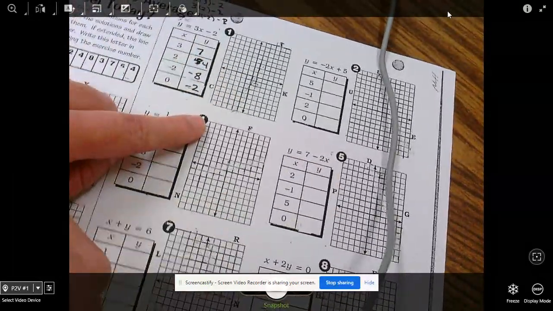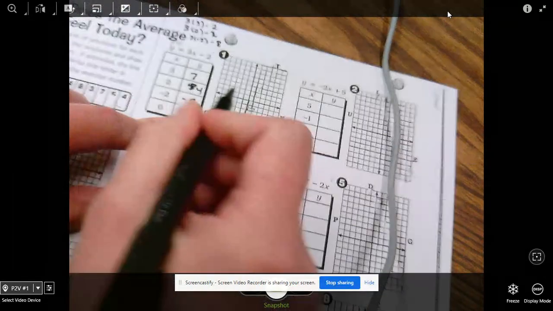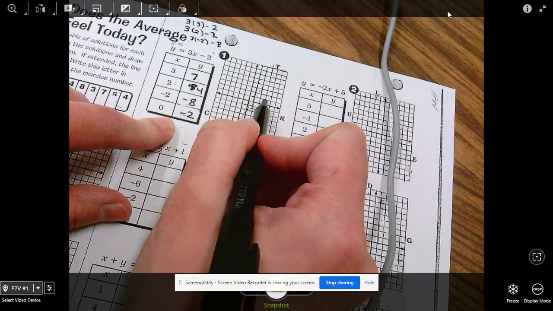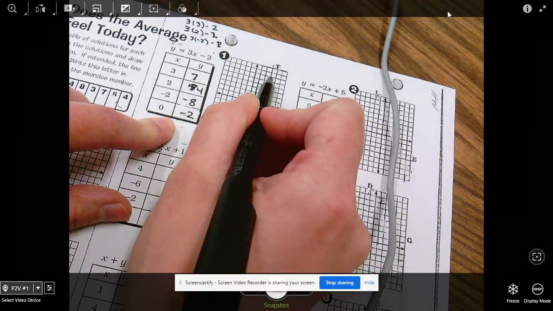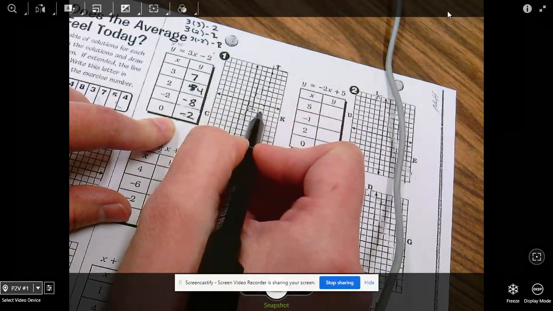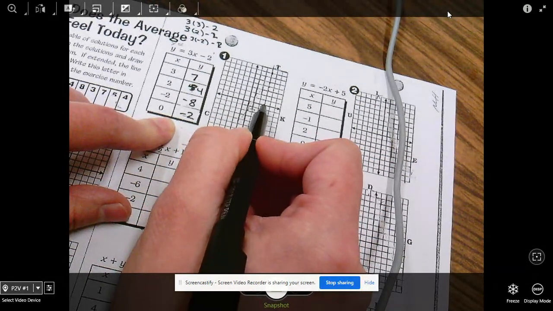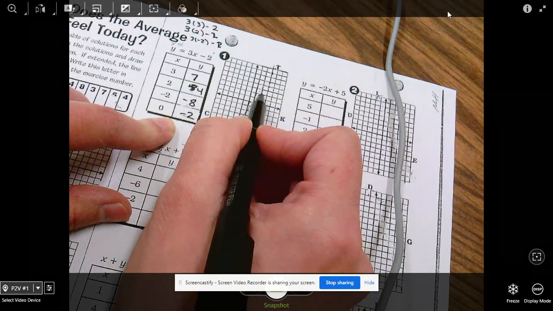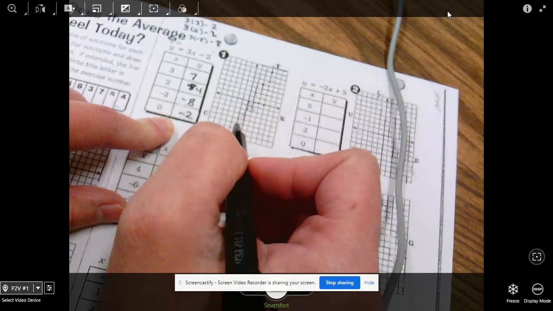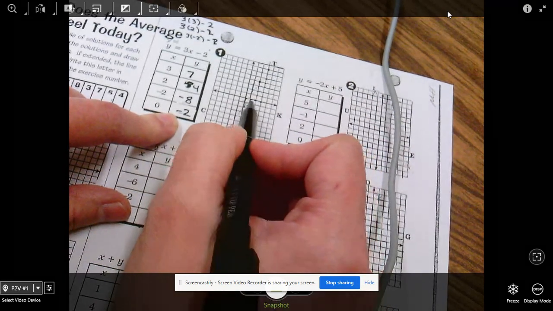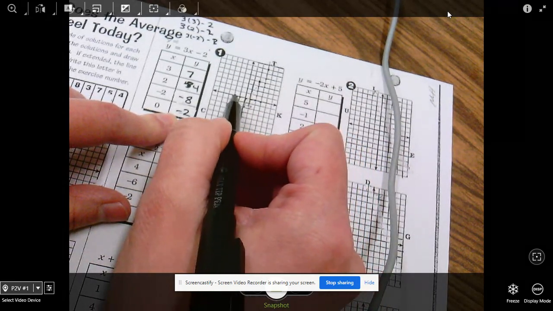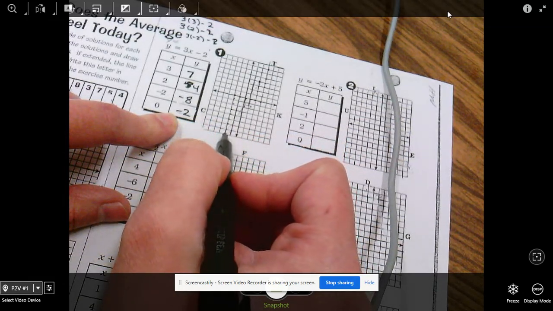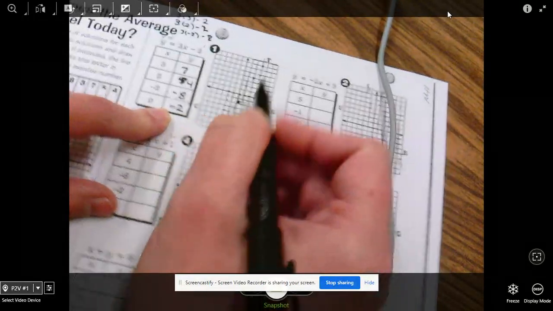So this needs to be proper, a straight line. If I go to 3, 1, 2, 3, 4, 5, 6, 7. Okay, when I put in a 2, I should get 4. 1, 2, 3, 4. When I put in a negative 2, I should get a negative 8. 1, 2, 3, 4, 5, 6, 7, 8. And a 0, I should get negative 2.